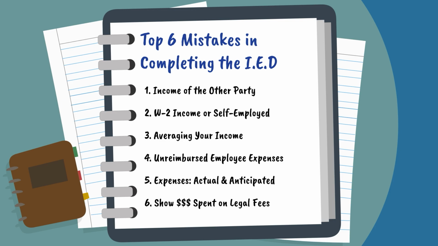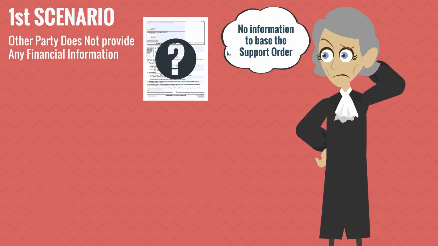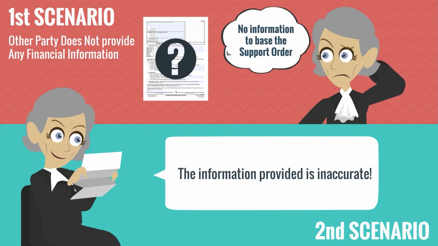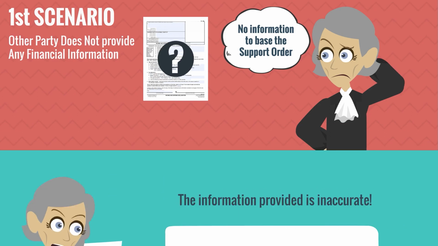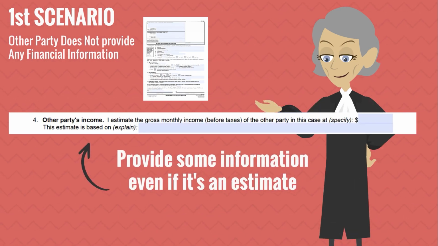The first critical mistake is not providing information about the other party's income. You have 2 scenarios. One, where the other party does not provide any financials on their income, and the court has no information on which to base a support order. And second, where the other party provides information and it's inaccurate. So, for example, the first scenario is where they don't provide any information. Well, you've got to give the judge some information, even if it's an estimate.